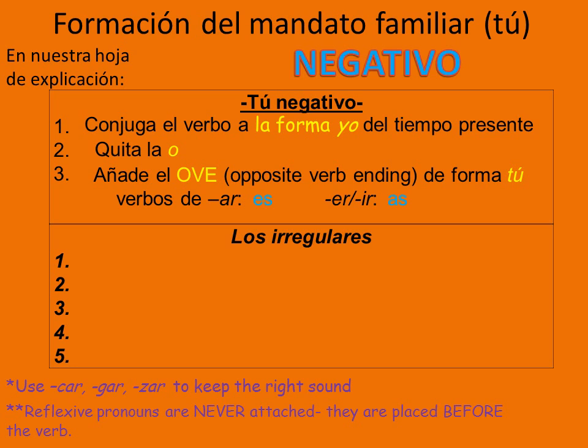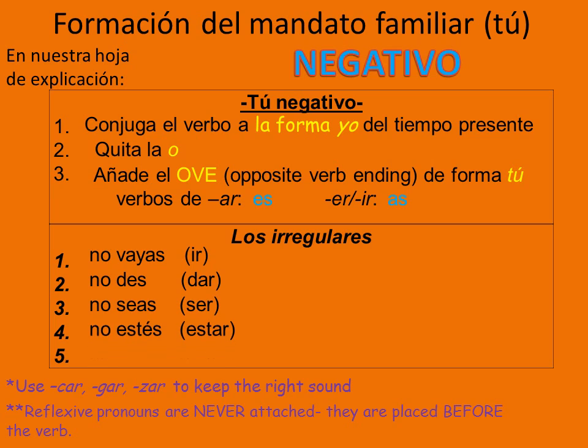Of course we have irregulars, but this time we only have 5, so that's less than before. The 5 irregulars are no vayas from ir, no des from dar, no seas from ser, no estés from estar, and no sepas from saber.